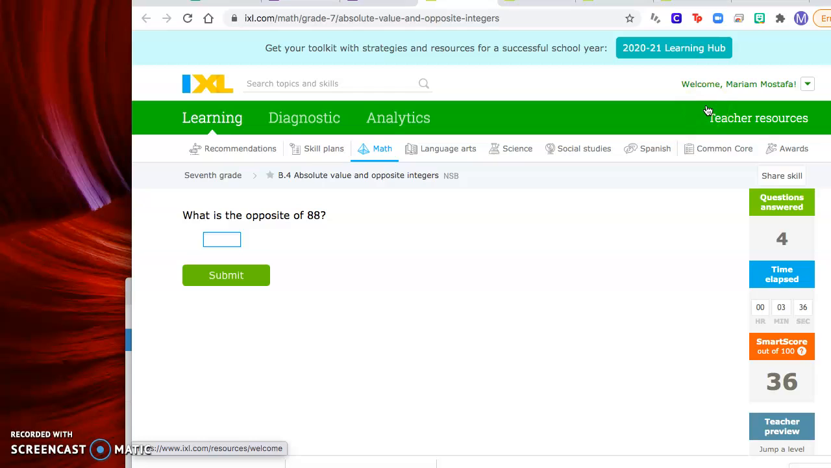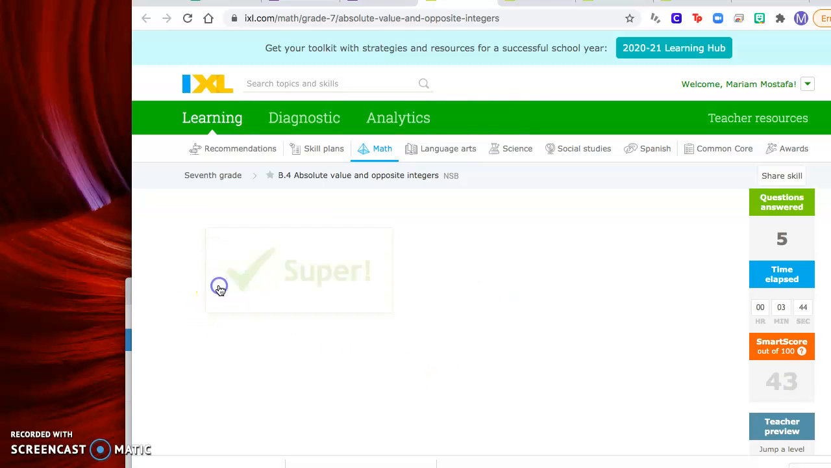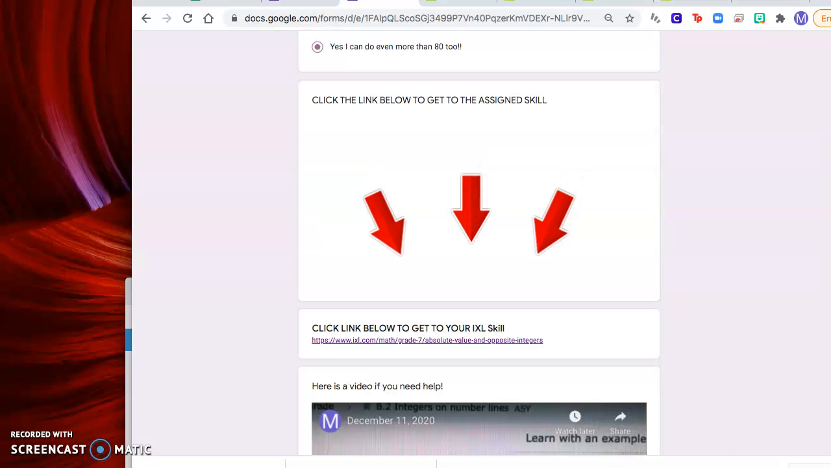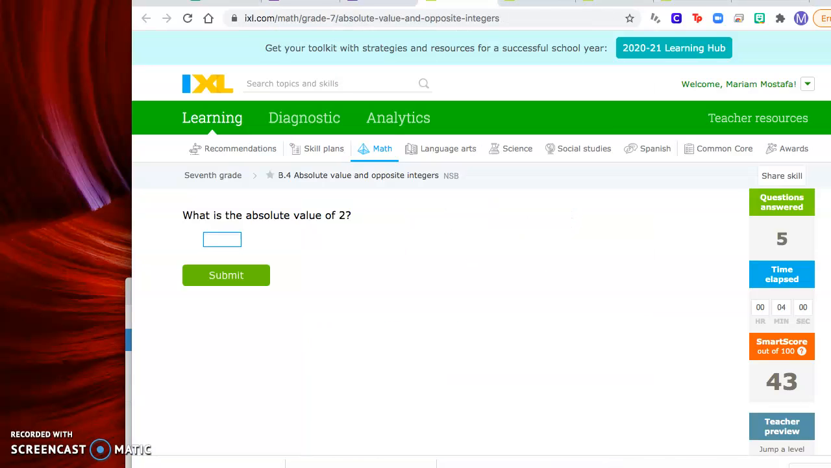Okay, and that's really all iExcel is going to ask you. Just a refresher, the opposite of 88 would be negative 88. The absolute value of 2, again, what this means is how far is 2 away from 0? That's literally what the absolute value is. And that would just be 2. The absolute value of a positive number still stays positive. It doesn't become negative. That's different. That's the opposite.